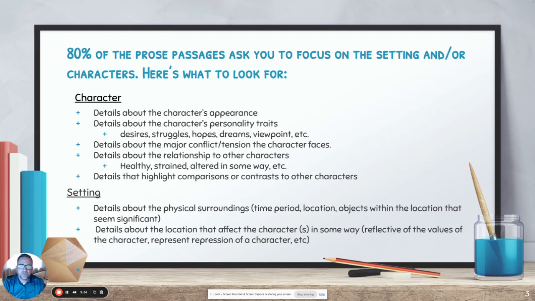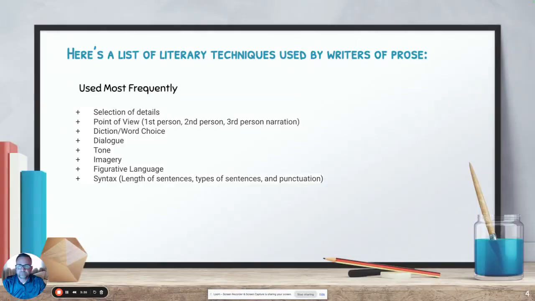In terms of setting, we look for these types of details. Details about the physical surroundings. We also pay attention to time period, location, and objects within the location that may seem significant. Details about the location that affect the characters in some way. So, for instance, is the location reflective of the values of that character, or does it contrast the values of that character in some way? So those are some things to look for when looking for details about either character or setting.